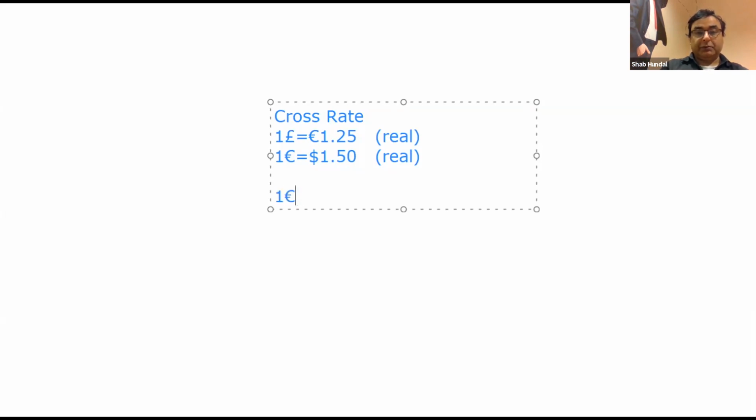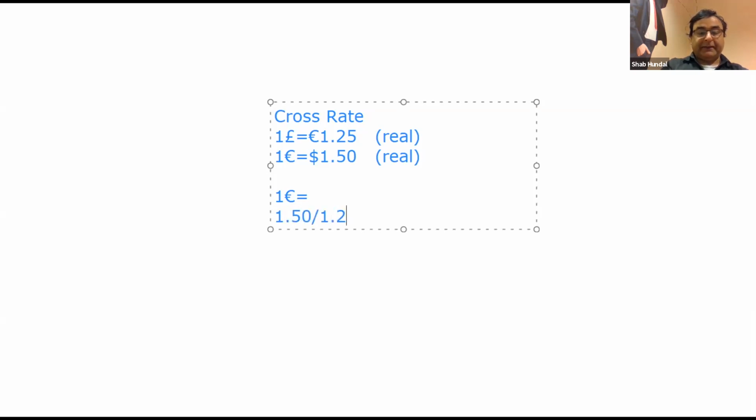is equal to, if I divide 1.50 by 1.25, how much would I get? I have to check my mathematics. It should be 1.20. Yeah, exactly. So it should be $1.20. And where does it come from? Because 1.50 divided by 1.25 is 1.20.